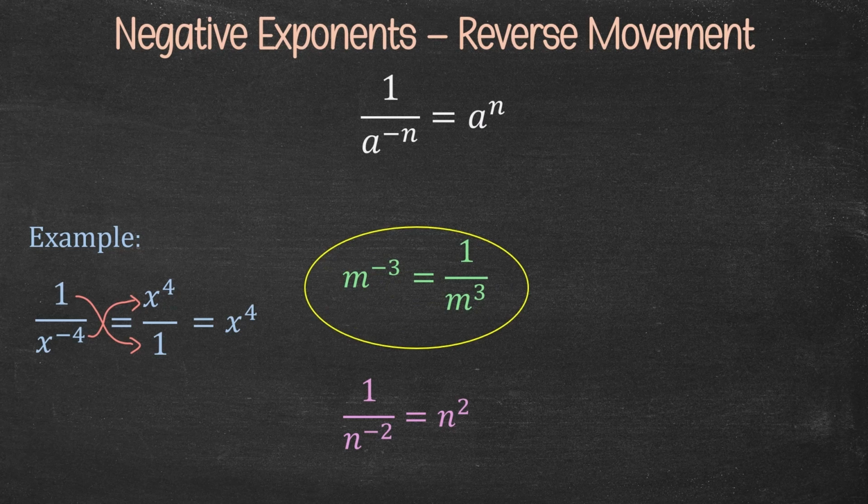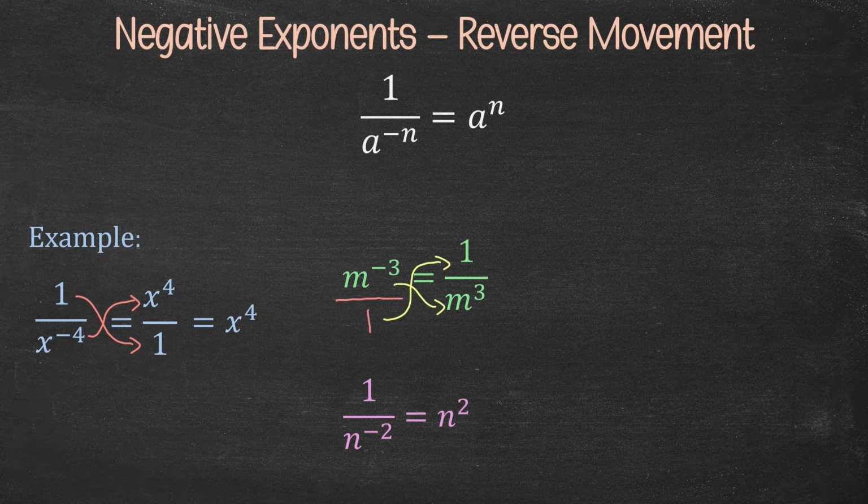So for this example, the m to the power of negative 3 is in the numerator, and it has to move to the denominator, and therefore they swap places. And in this example, the n to the power of negative 2 is in the denominator, and it has to move to the numerator to make it positive. Okay, let's have a look at this last one.